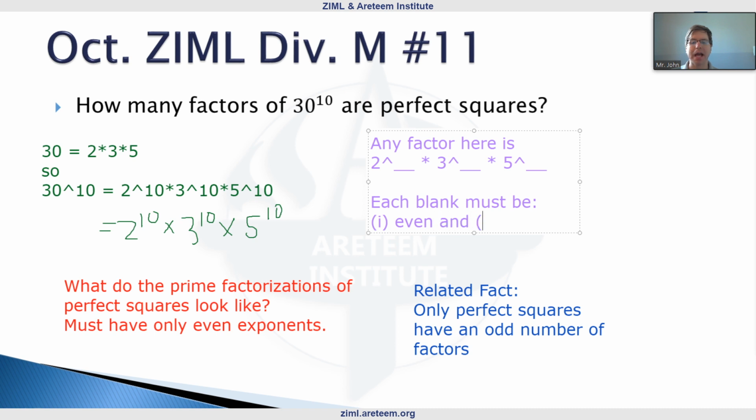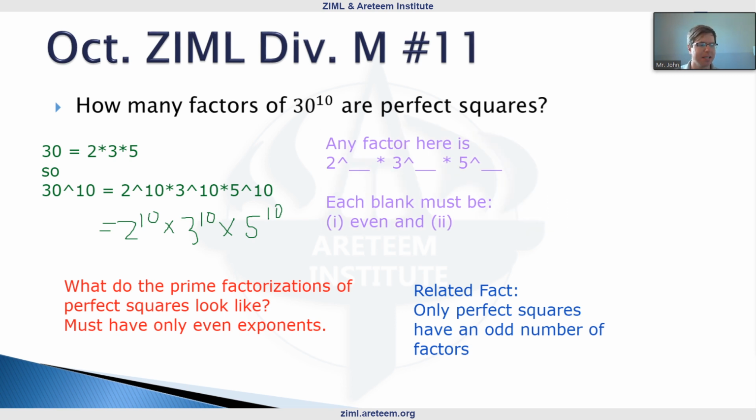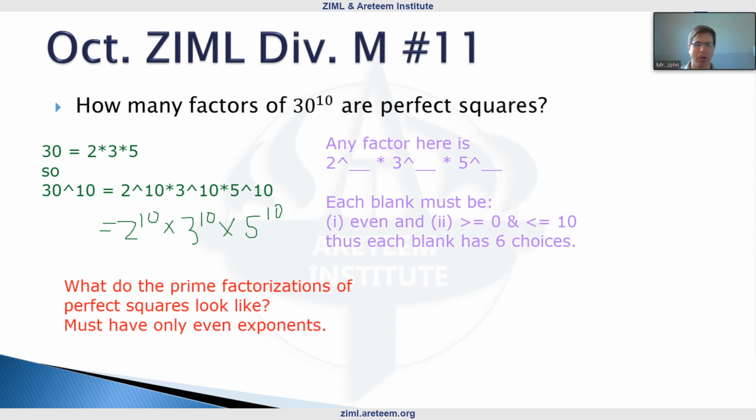And what's the other fact here? Let's be a little bit careful. 125 is getting close in a very real sense. It's still not correct, but it's close. Each blank has to be even, and each blank can't be bigger than 10. So each blank has to be greater than or equal to 0 and less than or equal to 10. So each blank has how many choices? Thus, each blank has 6 choices here.